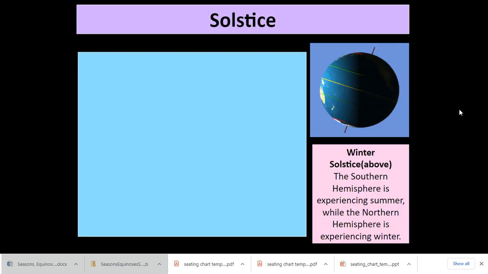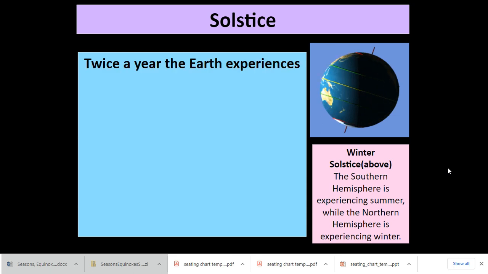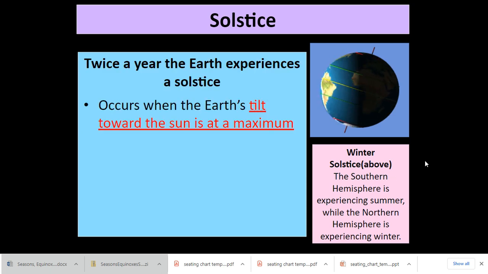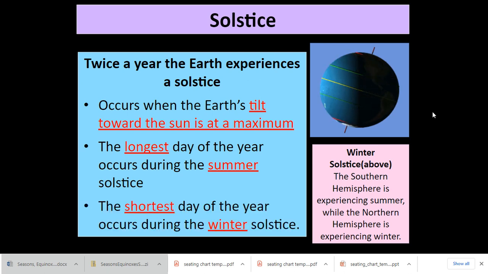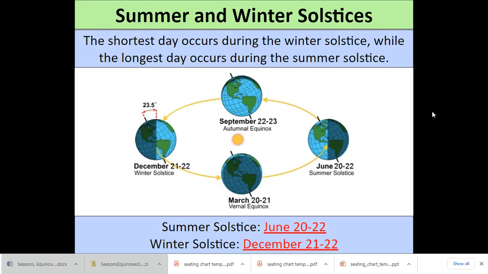Okay, solstice. Okay, winter solstice above. The southern hemisphere is experiencing summer, while the northern hemisphere is experiencing winter. Twice a year, the Earth experiences a solstice. It occurs when the Earth's tilt towards the sun is at its maximum. And it's the longest day of the year during the summer solstice, and the shortest day of the year occurs during the winter solstice. And again, here's the picture just reinforcing the summer and winter solstice.